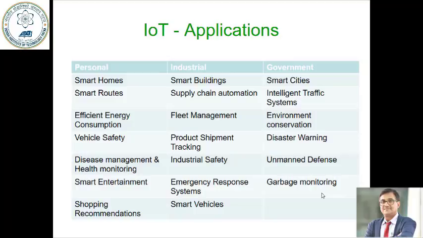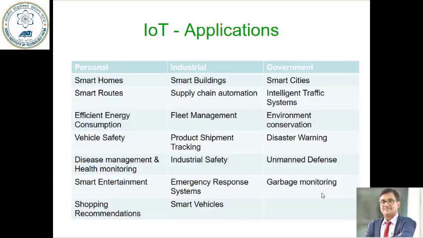In industrial settings, we need smart buildings, buildings which understand who is coming in, who is going out. Supply chain should be automated. Fleet management should be done efficiently. Products should be tracked when they are shipped. A courier company would like to know where the package is at this point of time. Industrial safety is important, for example, in mining situations. Emergency response systems are required, for example, in process control systems, or suppose a person is stuck in the elevator and emergency response is required. Vehicles need to be smart. There is a lot of work on autonomous vehicles which can navigate the roads without any driver.